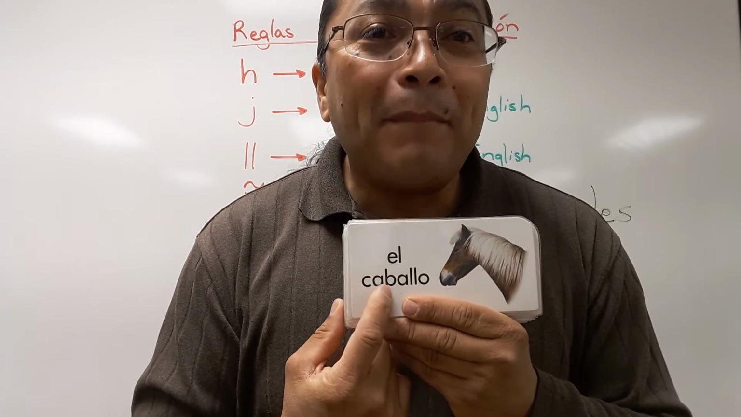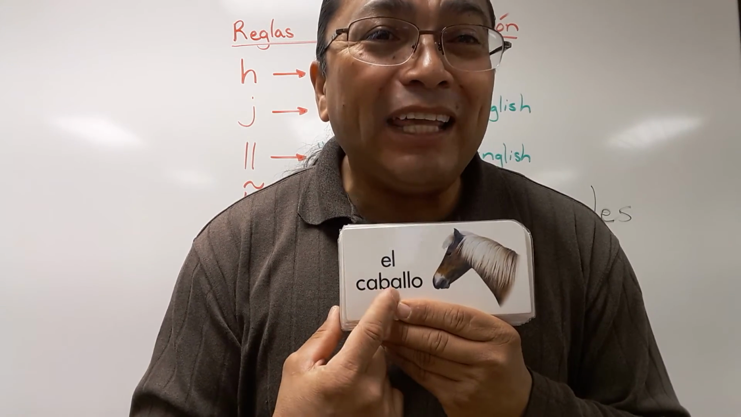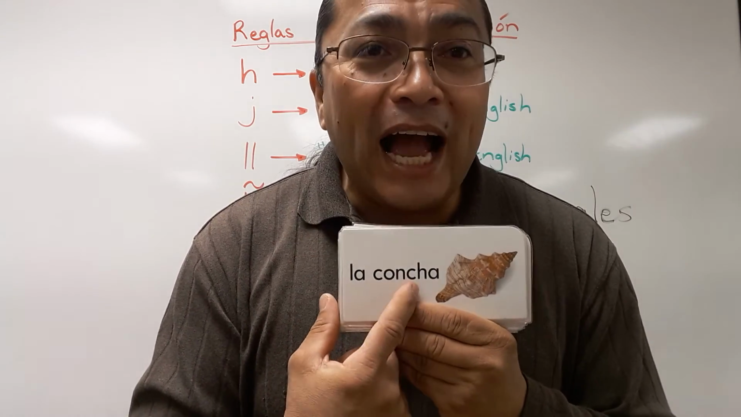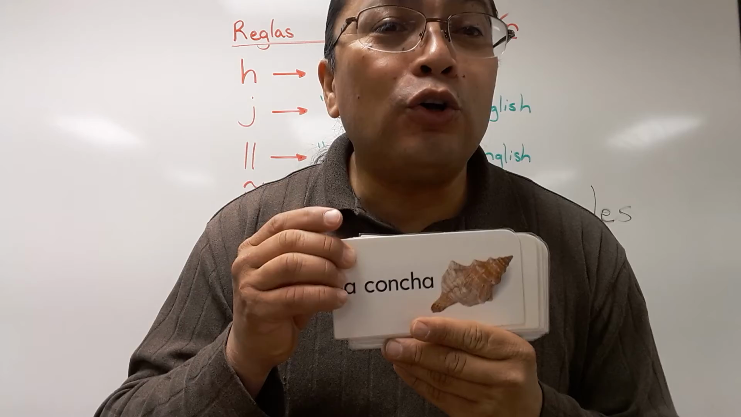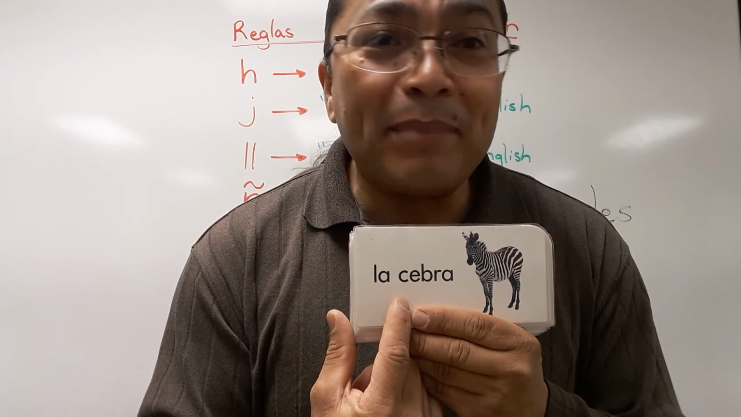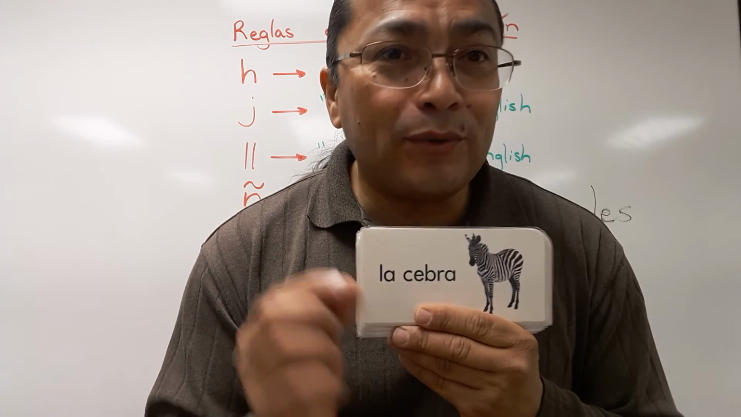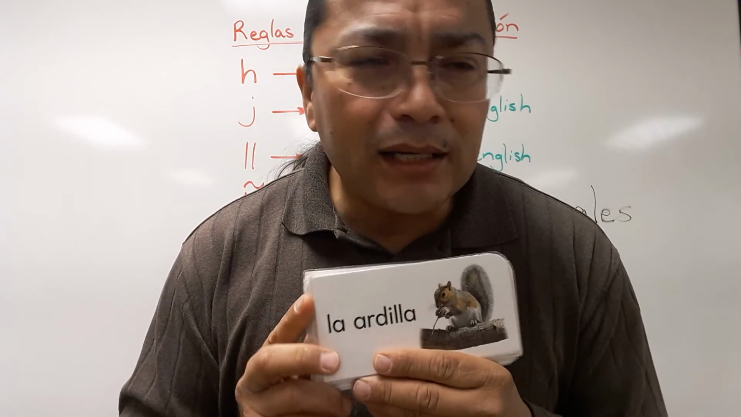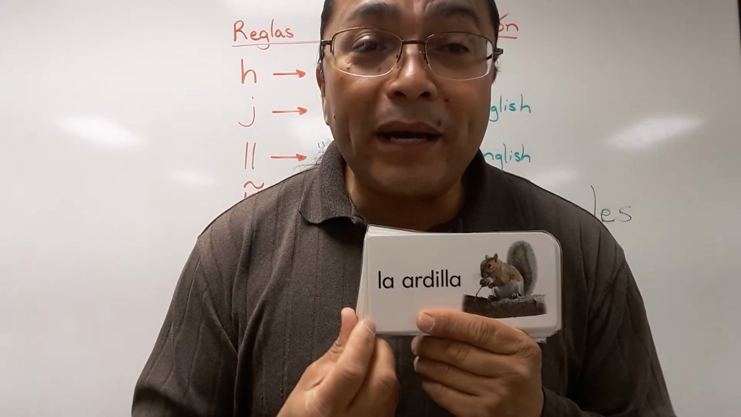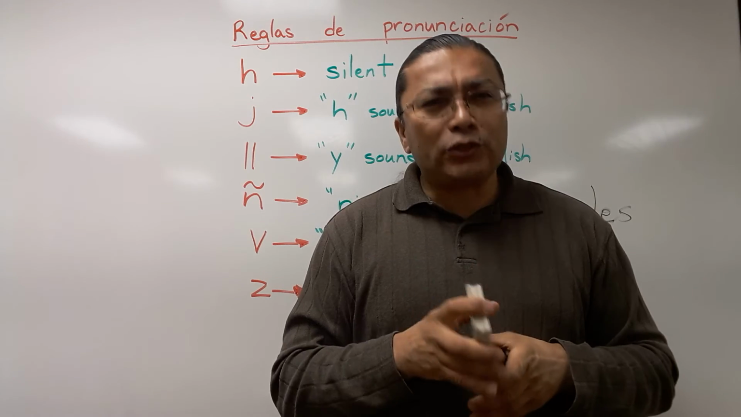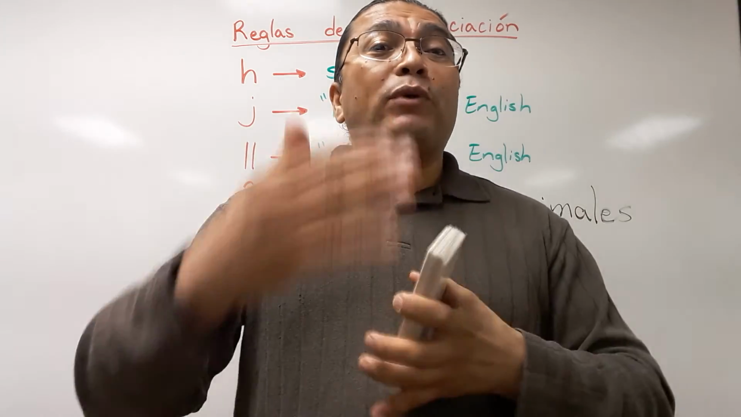El caballo. Muy bien. La concha. Muy bien. Now, la cebra. C in front of E gives you an S sound, okay? Cebra. It's not a Z sound. And we're back to la ardilla. Muy bien. Very good. I wanted to review that because it's extremely important.